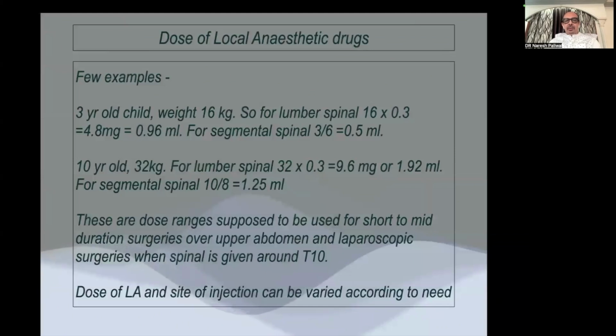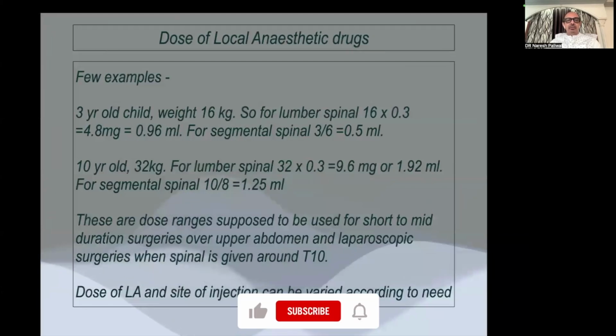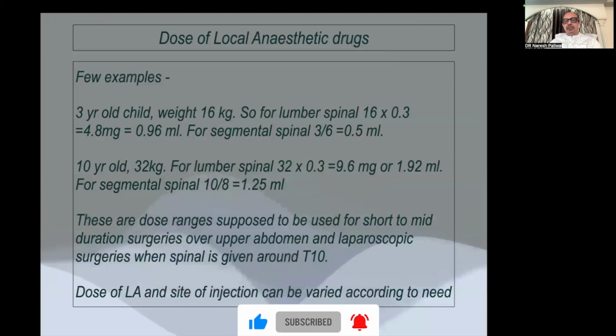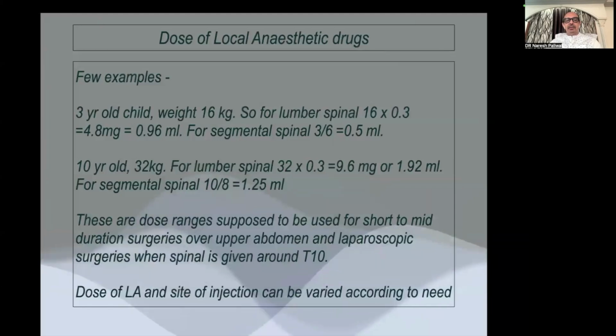Now I'll give some examples of how to calculate the dose according to milligram per kg for lumbar spinal and for segmental spinal. Suppose there is a 3-year-old child, weight 16 kg. For lumbar spinal, according to milligram per kg, it is 16 into 0.3 equals 4.8 milligrams. That is 0.96 ml. For segmental spinal, we use 3 by 6 equals 0.5 ml. For a 10-year-old, 32 kg, for lumbar spinal, it will be 32 into 0.3 equals 9.6 milligrams or 1.92 ml. For segmental spinal, it will be 10 upon 8, which is 1.25 ml.